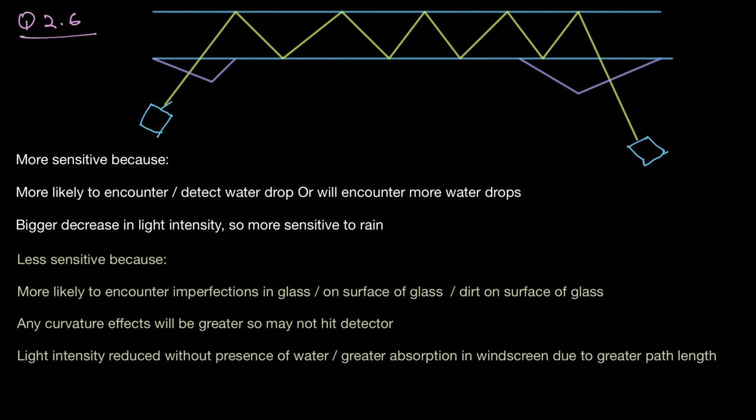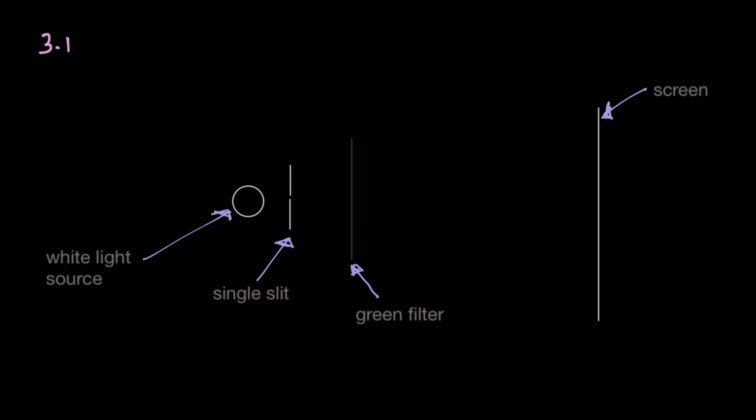So any two, one from there, one from there, will be sufficient. So question 3, we've got a diagram of a white light source and a single slit with a green filter in front, and we've got the screen also further ahead, and we are to describe the pattern produced on the screen.